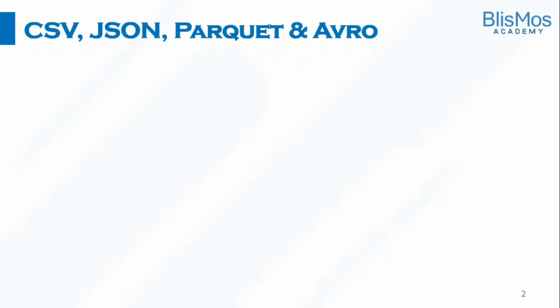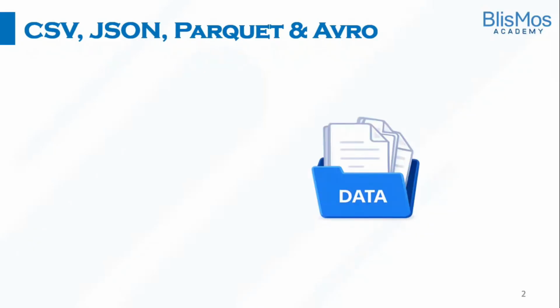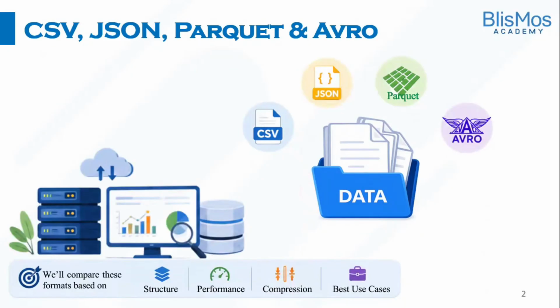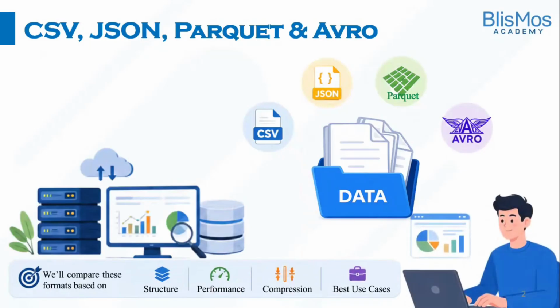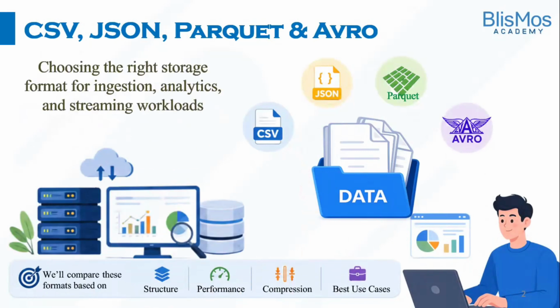So first, before looking at the individual formats, let's understand what we are going to compare. We will look into the formats based on five important factors, that is structure, performance, compression, and the best use cases. Because choosing a file format isn't just about whether the file can store the data. The format you choose can directly affect the performance and the cost of the entire data pipeline.